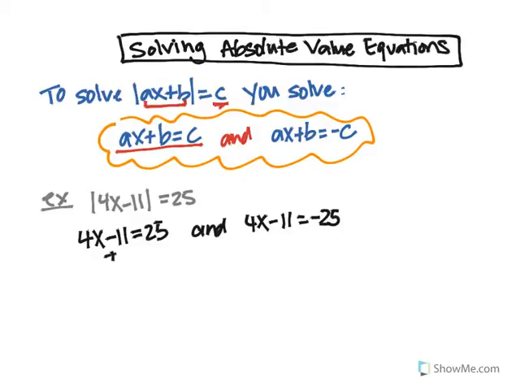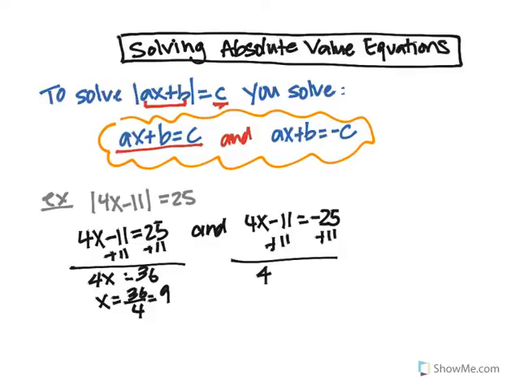So then I just go ahead and solve. I'm going to go ahead and add 11 on this one. So when I do that, I get 4x is equal to 36. When I divide both sides by 4, I get 36 fourths, which is equal to 9. And then I'm going to go ahead and do the other one. So I'm going to add 11 to both sides. When I do that, I get 4x is equal to negative 14. When I divide both sides by 4, I get negative 14 fourths, or negative 7 halves. So the two things I can actually have are x is equal to 9 and negative 7 halves.